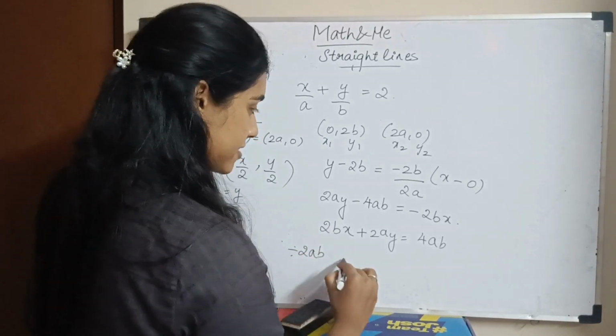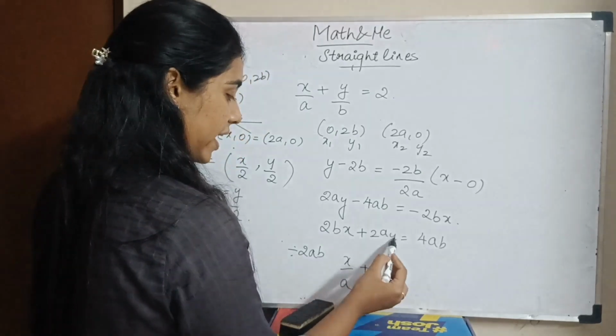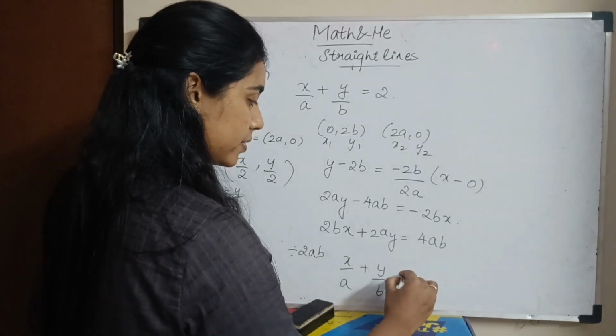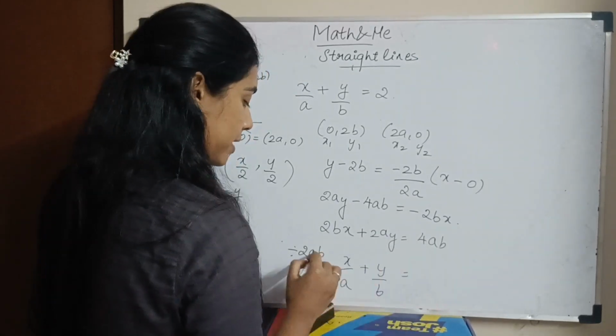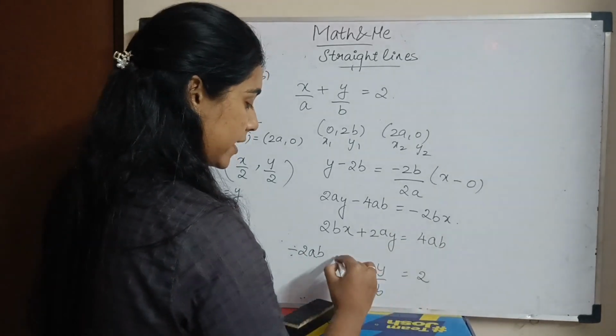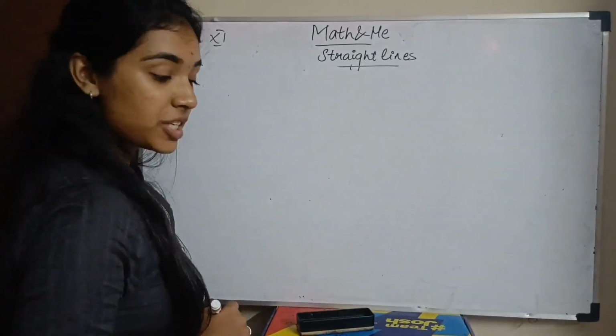2b and 2b gets cancelled. I have x divided by a plus 2ay. So 2a gets cancelled. I have y divided by b. And what is left? 4ab divided by 2ab. ab and ab goes off. 4 and 2 is 2. Hence proved.